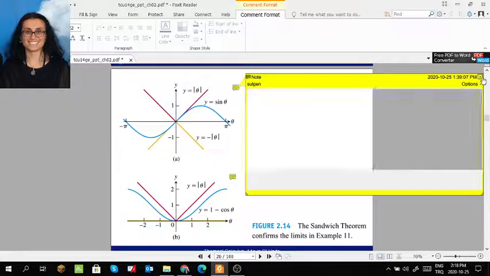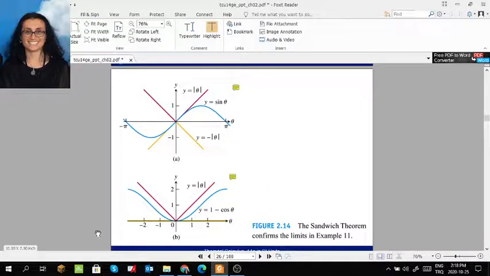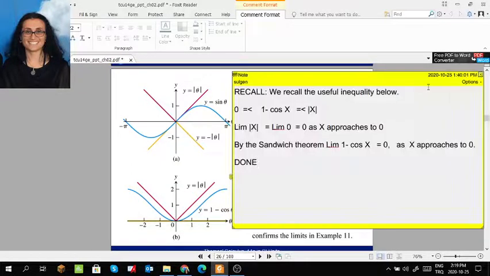Okay, this is reasonable. Let's look at these three functions. So I have the 0 function, I have the absolute value of theta, and I have this 1 minus cosine theta. And what's the limit of this 1 minus cosine theta as x approaches 0? That's the question. You recall again the useful inequality, which is 0 is less than or equal to 1 minus cosine x, less than or equal to absolute value of x. And the limit goes to 0 and the limit goes to 0, so by the sandwich theorem, the limit is 0 as well.